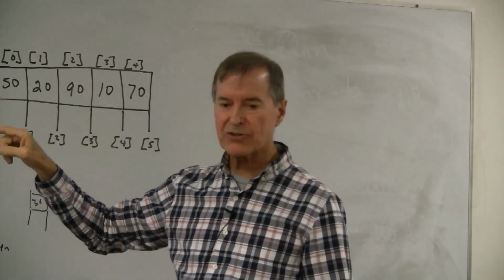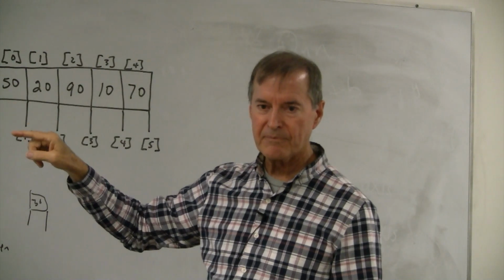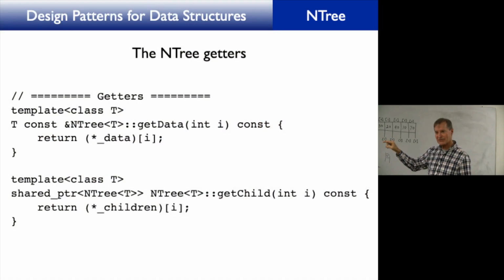Because what is underscore data? It is a pointer to a vector. So star underscore data is a vector, and then that vector sub i is the ith element of that vector. No, that's a good question. The question is, why is it star underscore data? The reason is because, let's always go back.